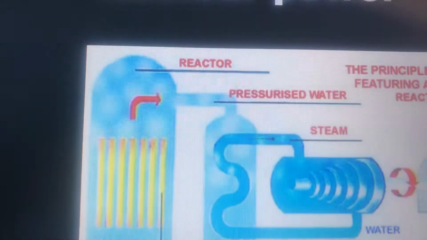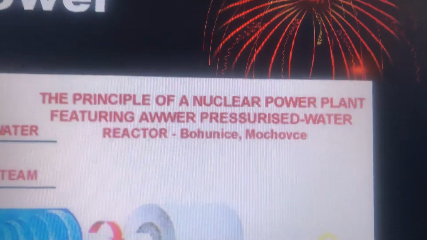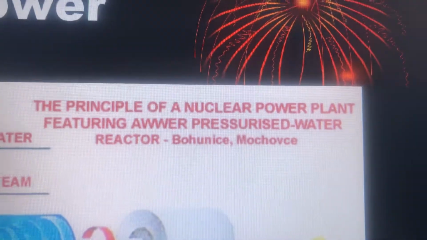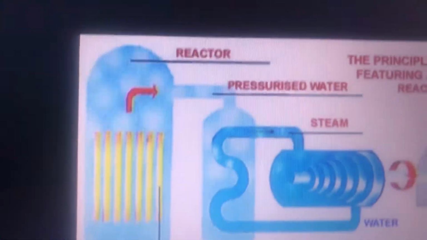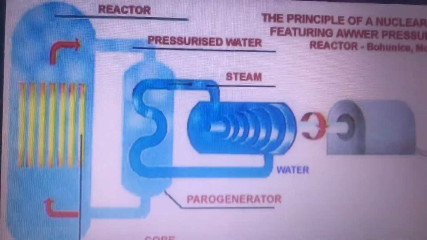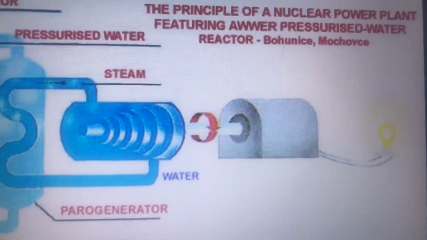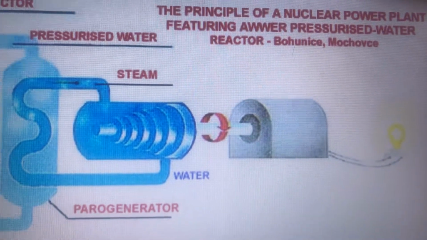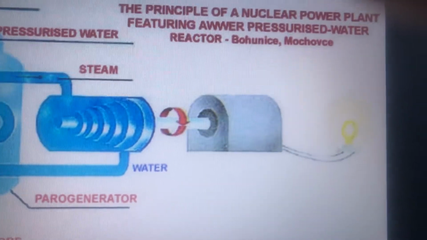There are other dams around the Southwest that do the same thing. Now, a reactor. This is nuclear power. Reactors create heat. The principle of a nuclear power plant featured here is pressurized water. The reactor creates pressurized water, and what it does is create steam, and the steam turns a turbine, much like coal creates steam when you burn it. There's the power generator, and it creates the electricity.